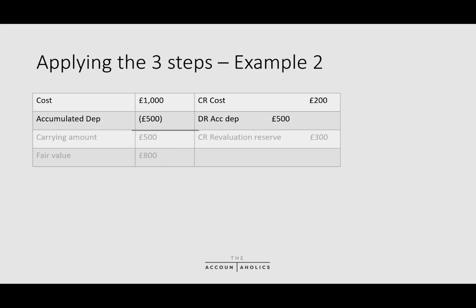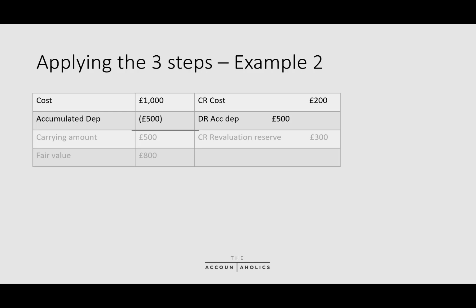What's evident here is that despite the cost reducing, overall it's a revaluation gain. And that's because to derive that revaluation movement, we always compare the carrying amount to the fair value. And we can see here that the fair value does exceed that carrying value by 300. So we're going to credit the revaluation reserve by 300.